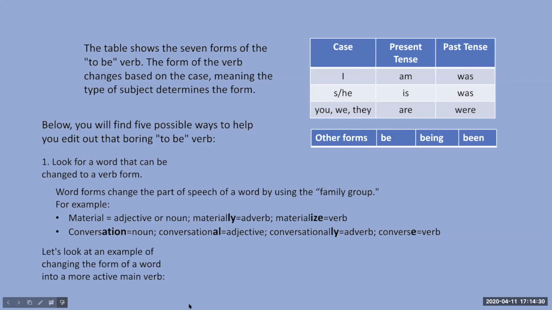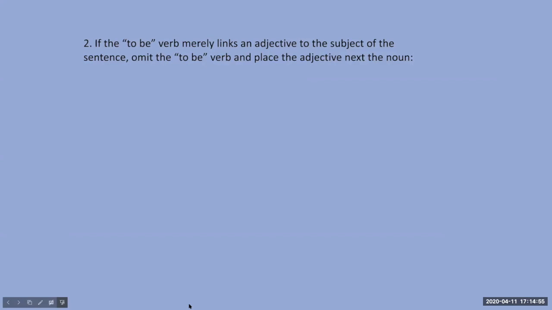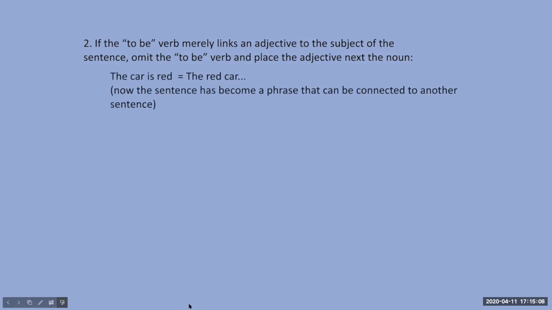Let's look at an example of changing the form of a word into a more active main verb. John is a teacher at Mount Sac. The noun teacher can be changed into the form teaches, which allows us to remove is and a. This gives us the sentence, John teaches at Mount Sac. 2. If the to be verb merely links an adjective to the subject of the sentence, omit the to be verb and place the adjective next to the noun. The car is red can be changed to the red car. Now the sentence has become a phrase that can be connected to another sentence.